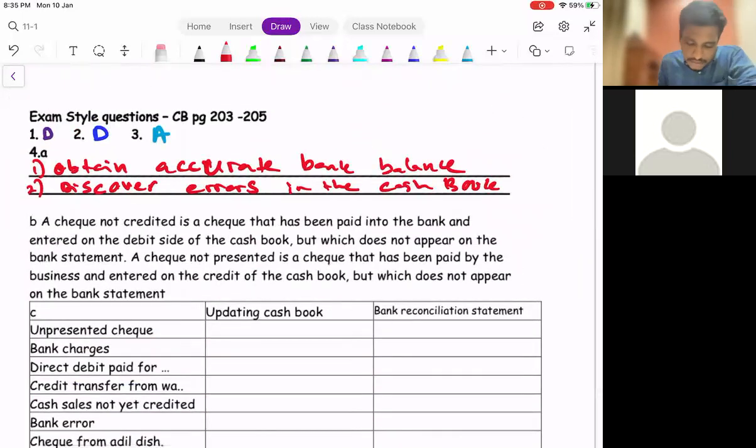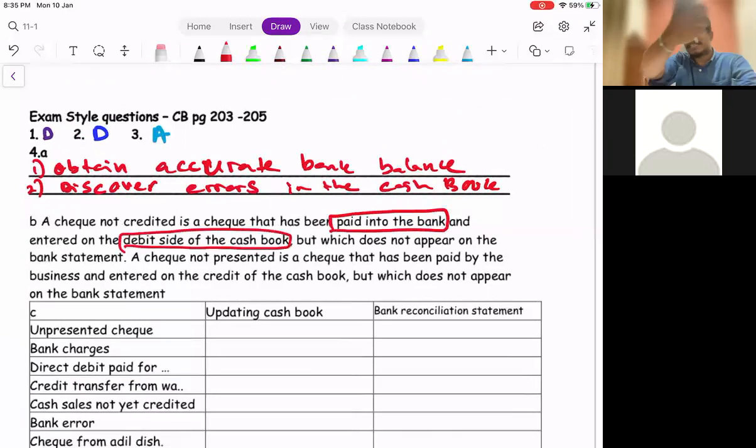Okay, a check not yet credited is a check that has been paid into the bank. Paid into the bank means you already deposited into the bank and entered in the debit side of the cash book. When we receive the check, we put in the bank, check deposit machine, or we deposit into the bank, and then we record in the debit side of the cash book, but it does not appear on the bank statement. That one is check not yet credited.